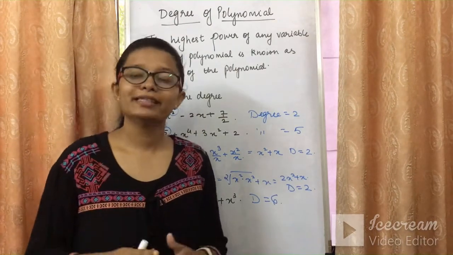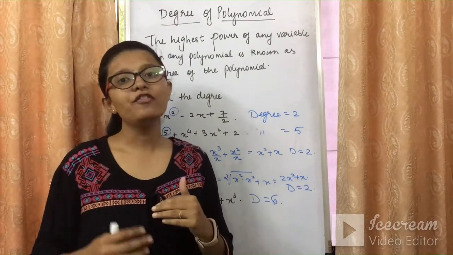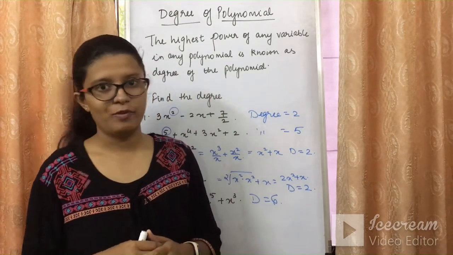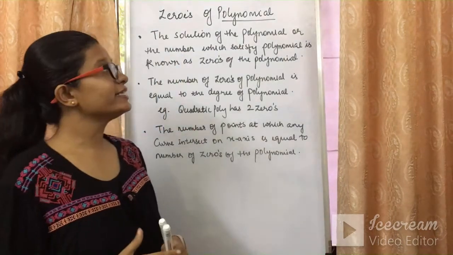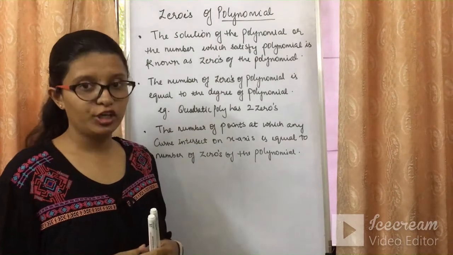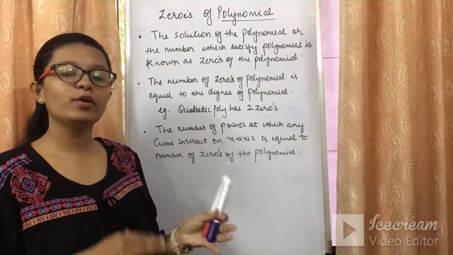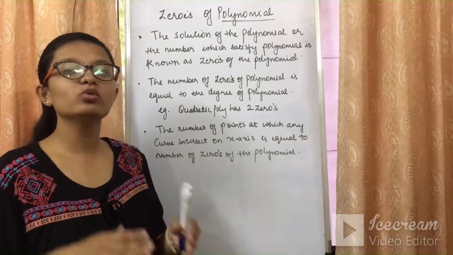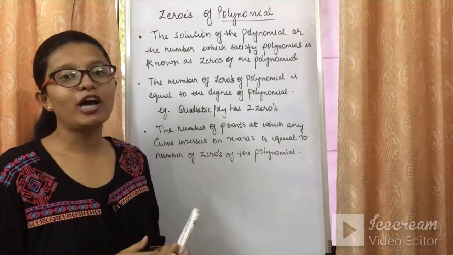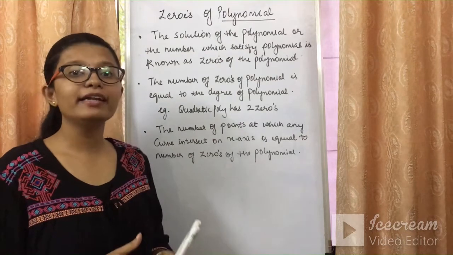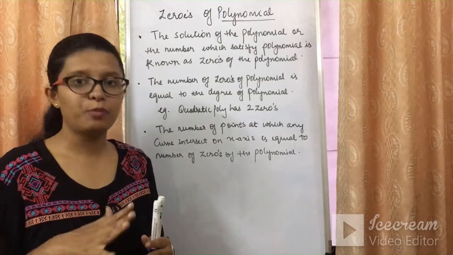What do we mean by the degree of the polynomial? Now we will be moving to what we mean by the zeros of the polynomial. So let's understand what we mean by the zeros of the polynomial. Zeros of the polynomial is nothing but a number which satisfies the equation, the given polynomial, and its answer will be 0. So that number is nothing but the zero of that polynomial.